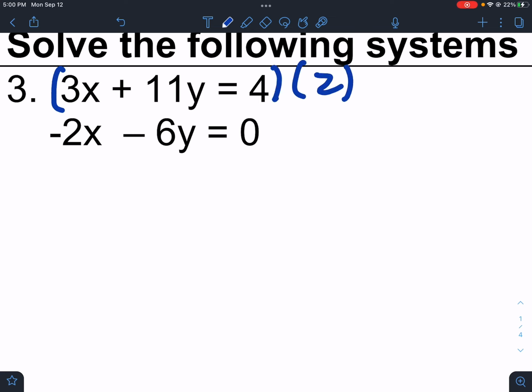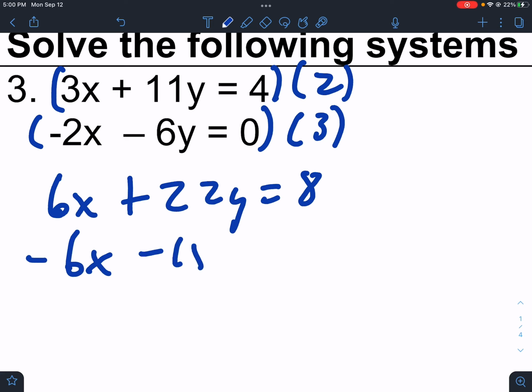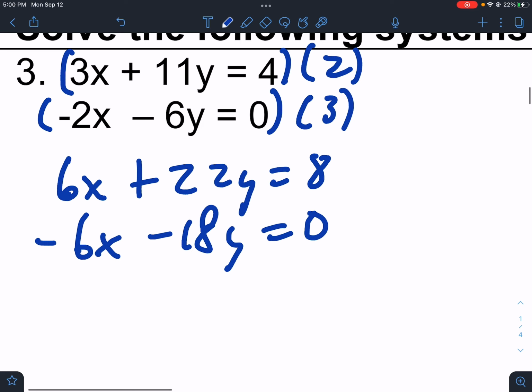So I'm going to multiply this row by 2. Why? Because the first number that 3 and 2 both go into is 6. So multiply everything by 2. You get 6x, you get 22y, and you get 8. I'm going to multiply this row by 3. That would give me negative 6x, negative 18y, and still 0. 3 times 0 is 0. So you have to apply it to the entire row.